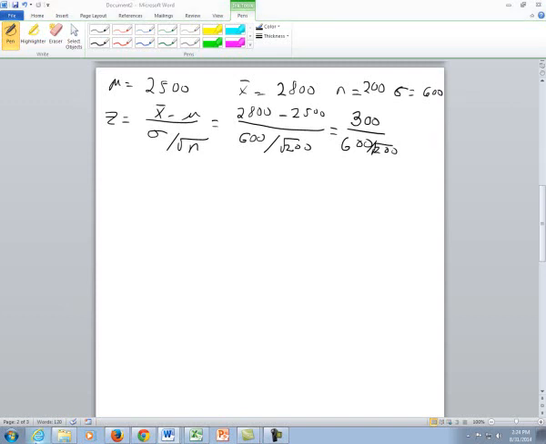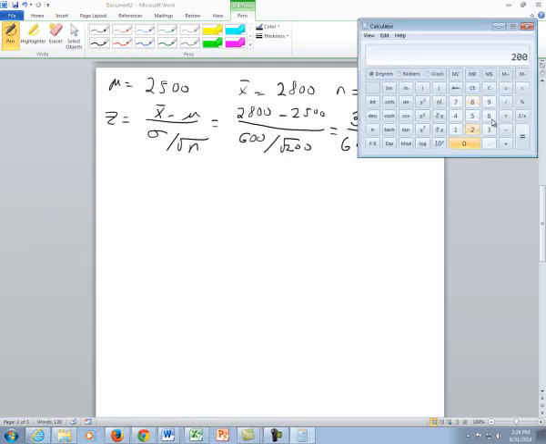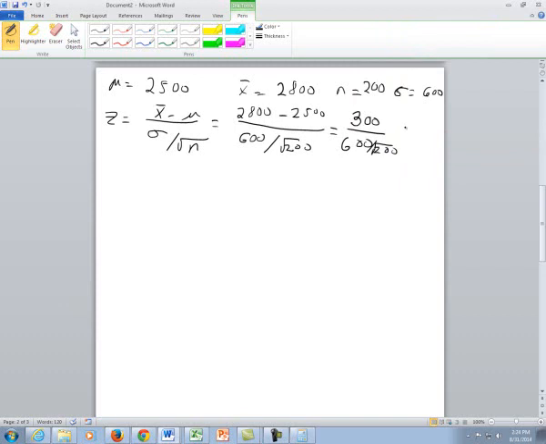Alright, so let's go ahead and get the square root of 200. Okay, so we're going to wind up with 14.1421. So, remember, like I told you in class, we're always going to round off when we're working inside of a problem to 4 decimal places. So round that off to 4 decimal places. 14.1421. So let's keep working it out.